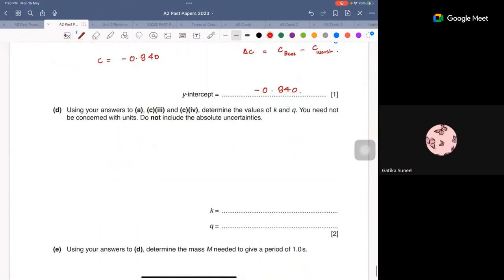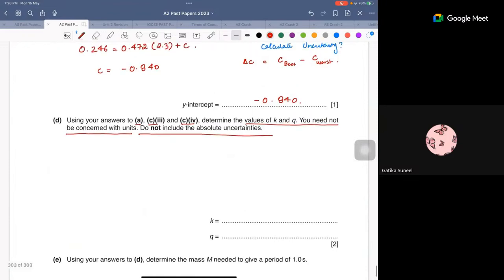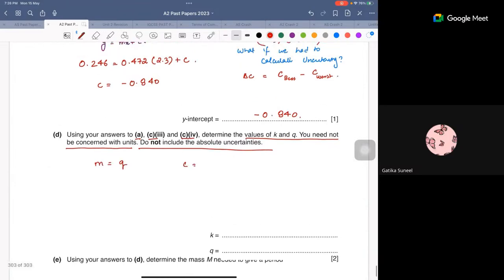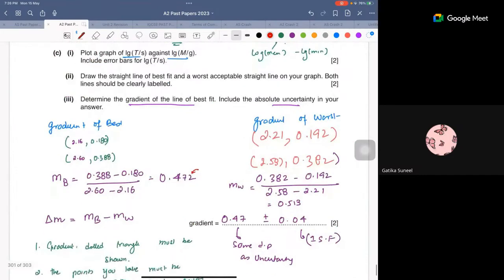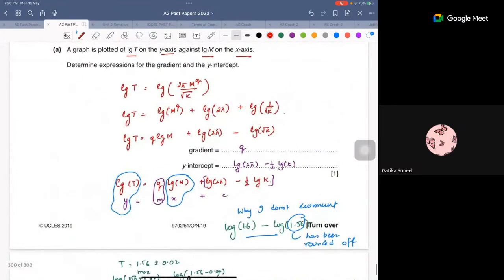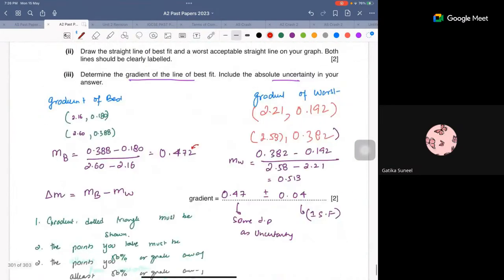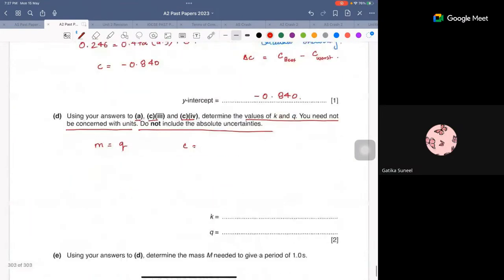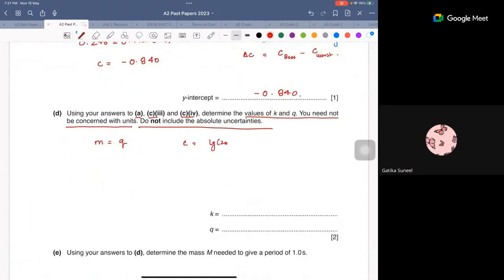Then use your answers A, C3, and C4 to determine the value of KQ. You do not need to be concerned with units and do not include absolute uncertainty. First of all, we need to see what the gradient was. The gradient, I remember, was Q. The y-intercept, I don't exactly remember, so let's go check what we did in the first part. LG 2 pi minus half LGK. So this was the value.